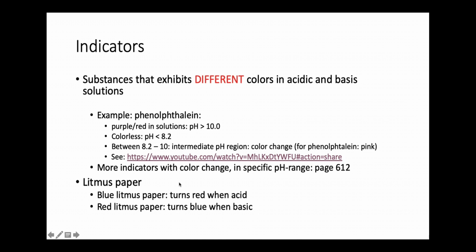So another indicator, if we have an acid or a base, is litmus paper. We have blue litmus paper that turns red to indicate we have an acid, or we have a red litmus paper we can use to find out if we have a basic solution. A drop of basic solution on the red litmus paper will turn blue. So that's more qualitative, acid or basic.